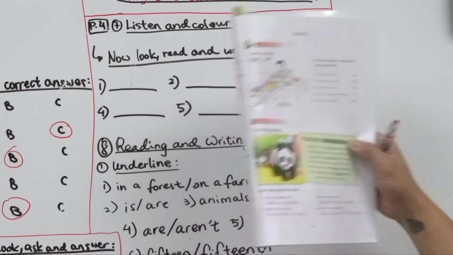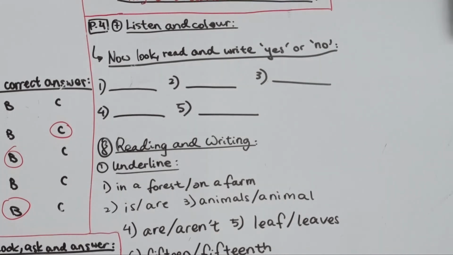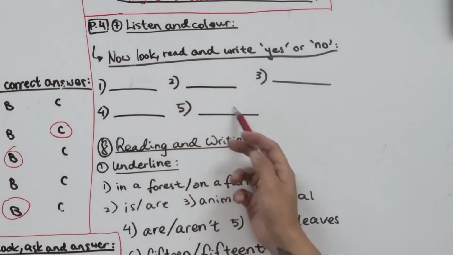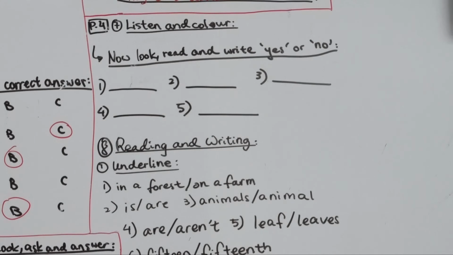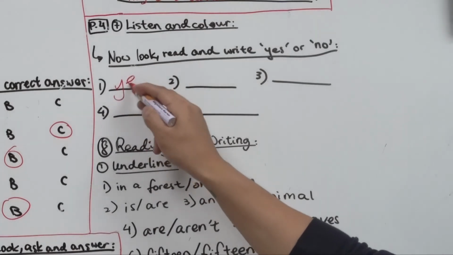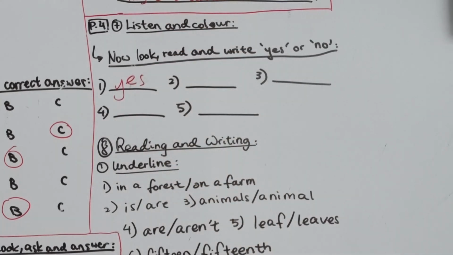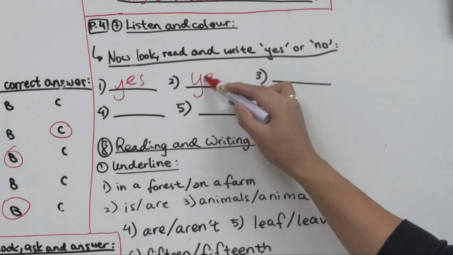Now let's look again at the picture, read the questions, and then answer 1 to 5, okay? Alright, so question number 1. The duck is yellow. That has been done as an example, and it is true. So we wrote down yes. What about question number 2? The python is green. Is it green? Yes.